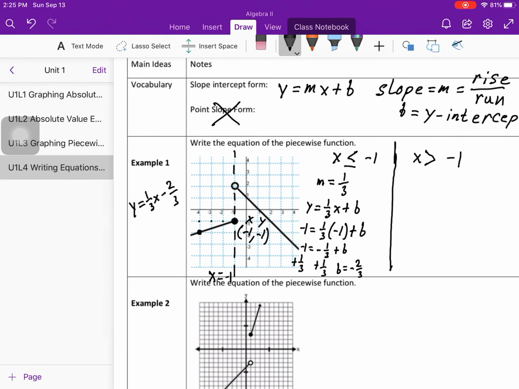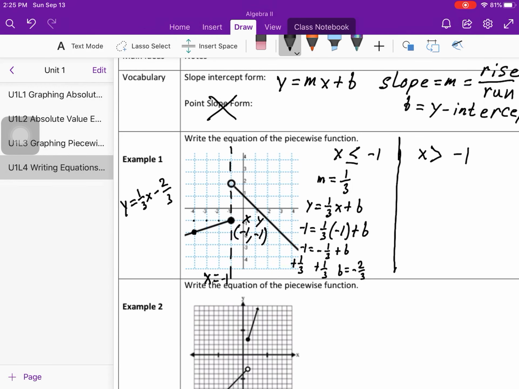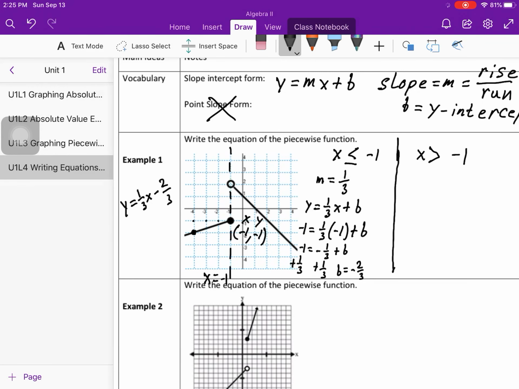You're going to have to be comfortable working with fractions in these. So if you're struggling or if you have any questions on how I got that, please make sure that you're reaching out. The other side is going to be a little bit easier. Let me clean up some of this work here. We're just going to get rid of that dotted line since we already know what that was representing.